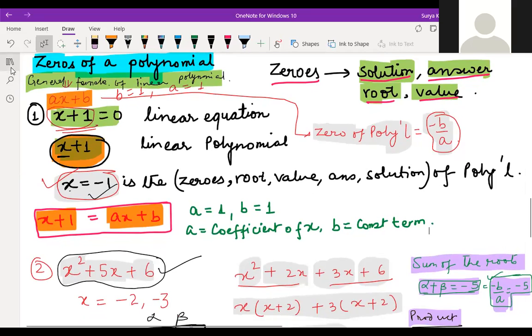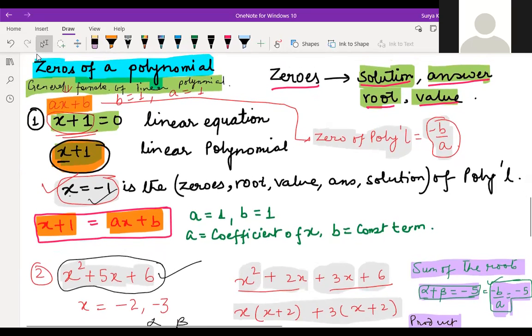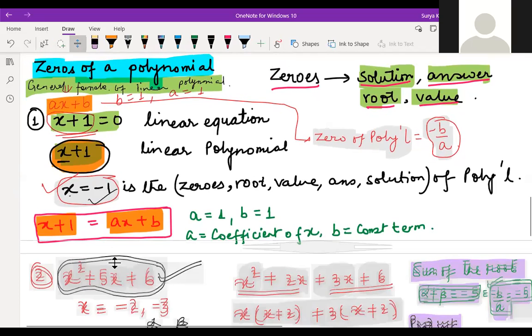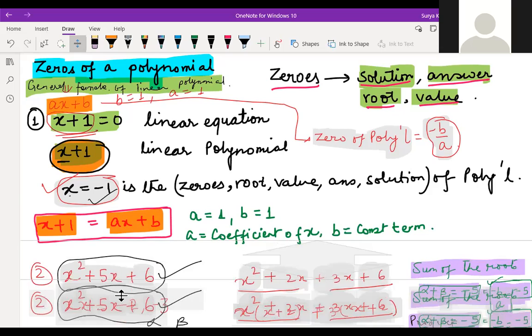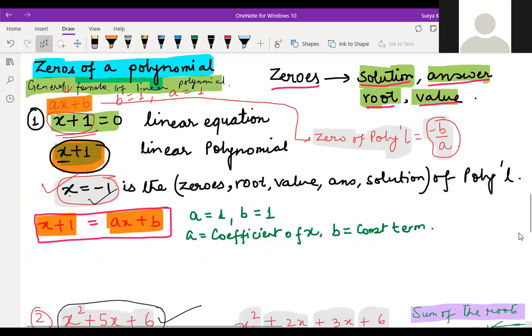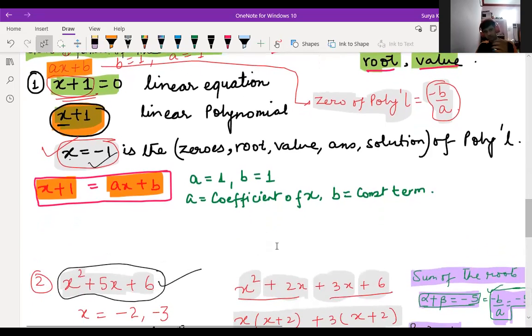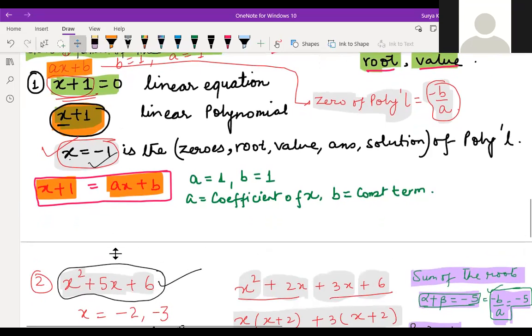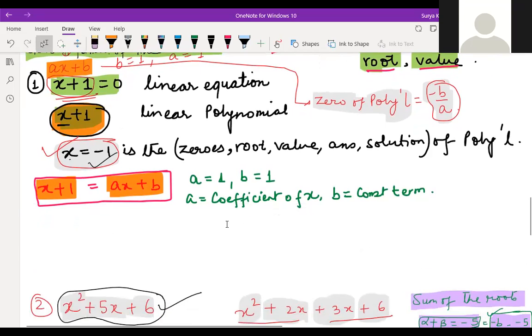So what should you put as the value of x so that this linear polynomial becomes 0? Children, tell me. Minus 3 and minus 2? How minus 3, Samarth? Because x square plus 3x plus 2x plus 6 equals 0. No, here we are talking only about linear. We are not going to quadratic. This first question only.